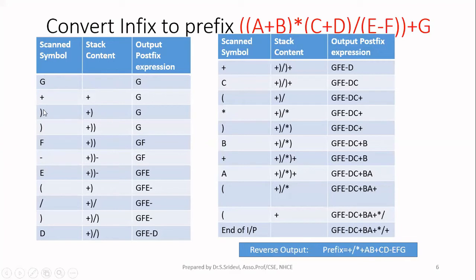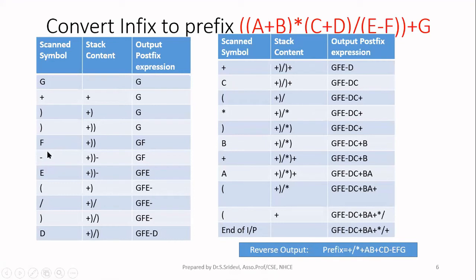Then the next character scanned is close parenthesis. When you get close parenthesis, you have to push it onto the stack irrespective of the content of the stack. No need to check any priority. So I am pushing close parenthesis onto the stack. Then another close parenthesis is encountered, push that also onto the stack. Next we have F. F is an operand, so simply write it at the output. Then the next character is minus. It is an operator.